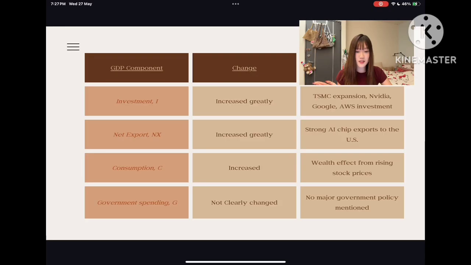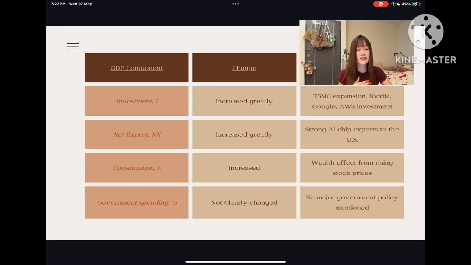Third, consumption, or C, also increased. This happened through the wealth effect. As the Taiwan stock market rose, many individual investors benefited from higher portfolio values. When people feel wealthier, they tend to spend more. So even though the AI boom started in the technology sector, it also spread to ordinary households through rising stock prices and higher consumer confidence.